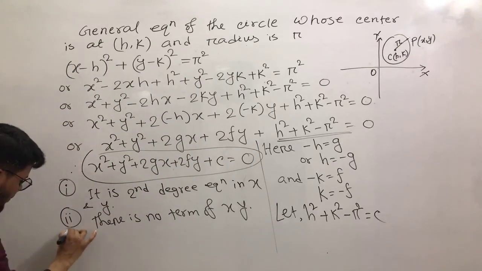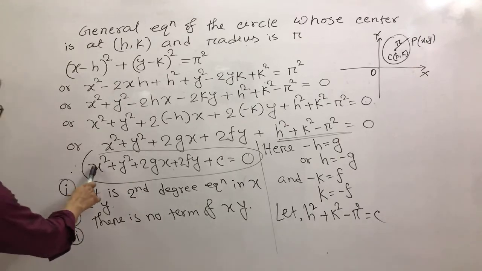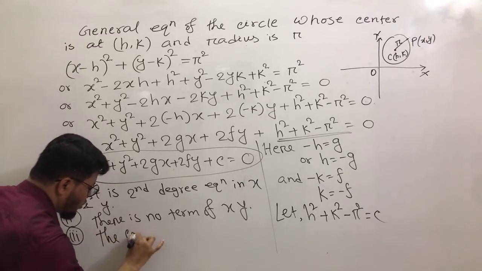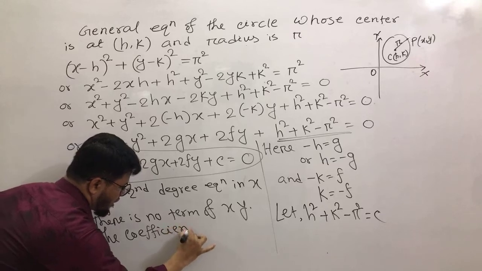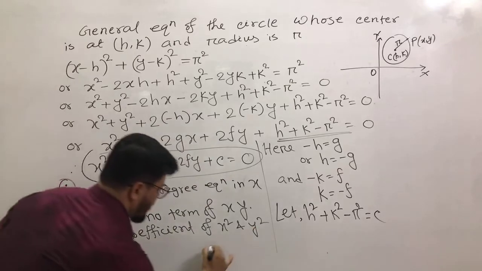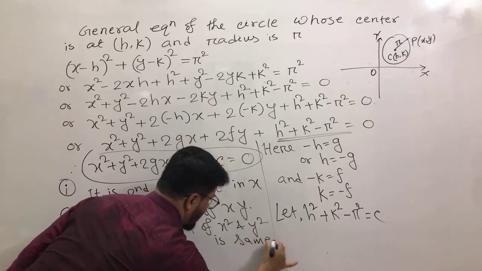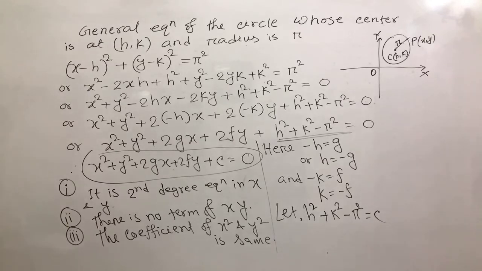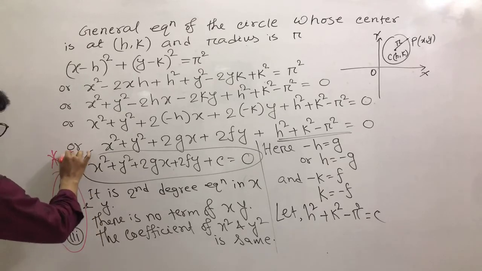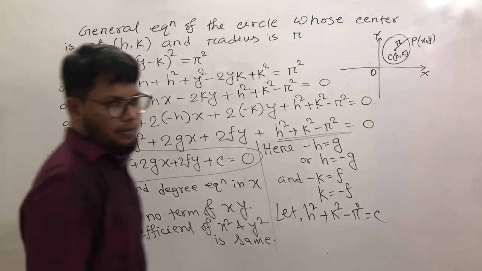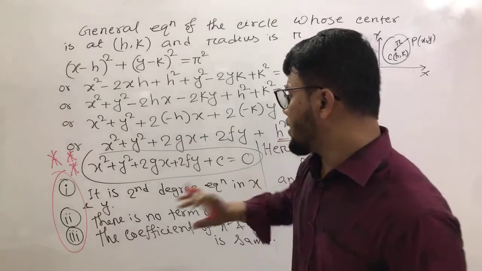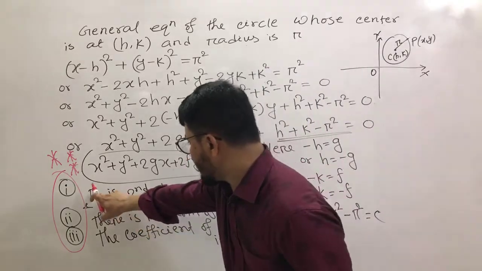The number 3: the coefficient of x square and y square is the same. These are the three most important characteristics of a circle equation. Most of the time, you have to identify whether the equation is a circle or not, and just apply these three conditions.